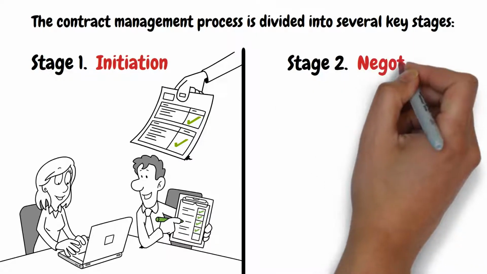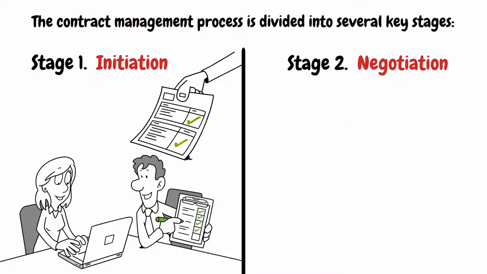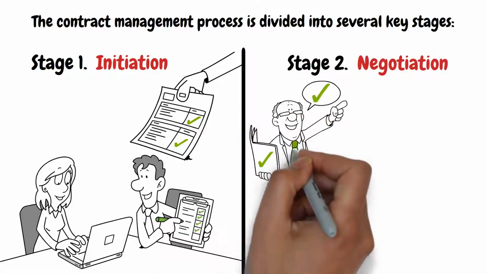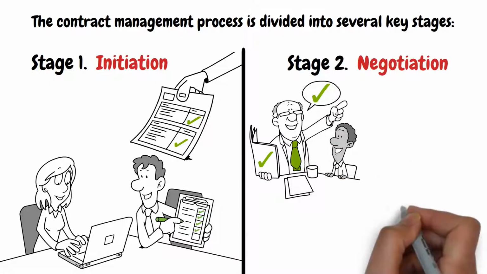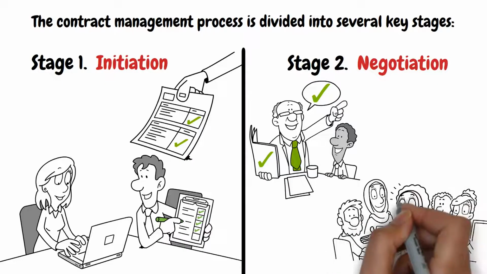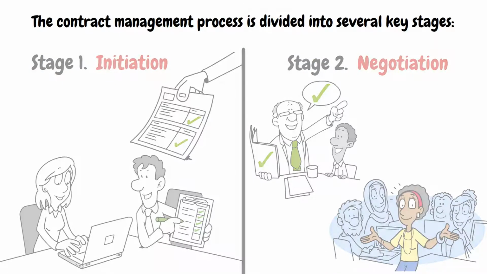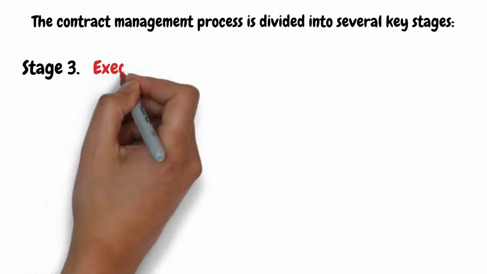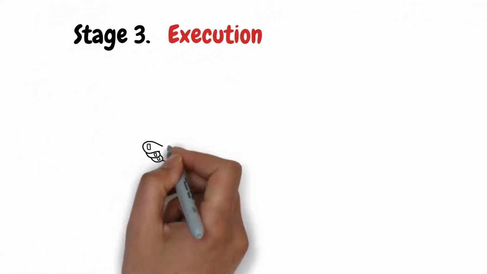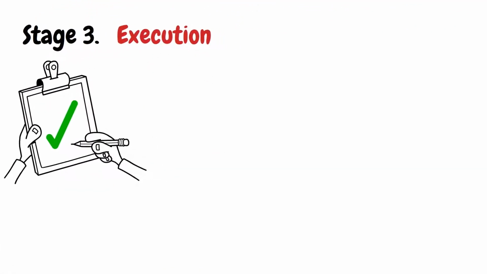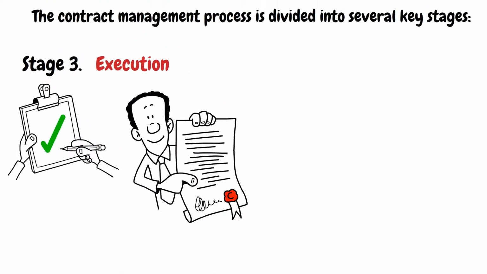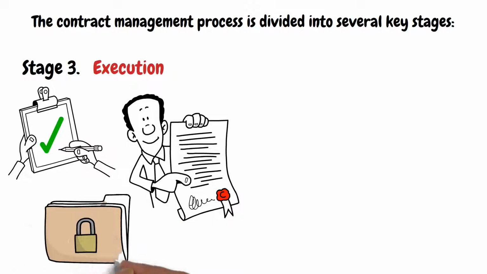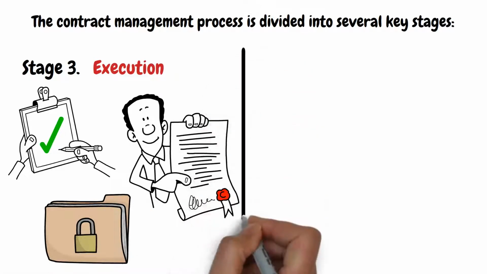Stage 2. Negotiation. During this phase, the terms and conditions are discussed and agreed upon by all parties involved. The goal is to reach a mutual agreement that benefits everyone. Stage 3. Execution. Once the contract terms are finalized, all parties sign the contract to make it legally binding. This step also includes official documentation and record keeping.